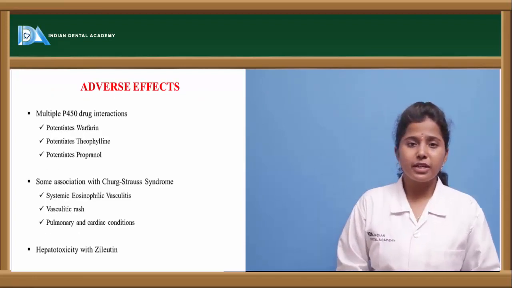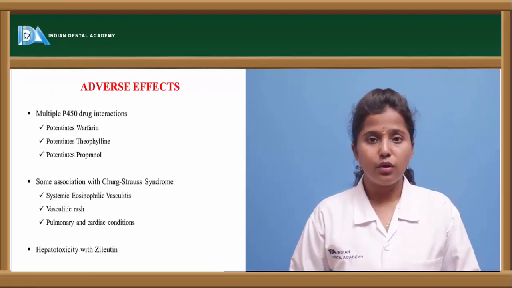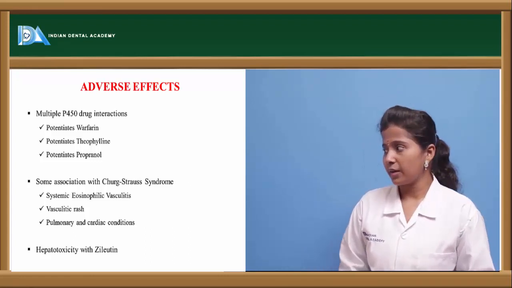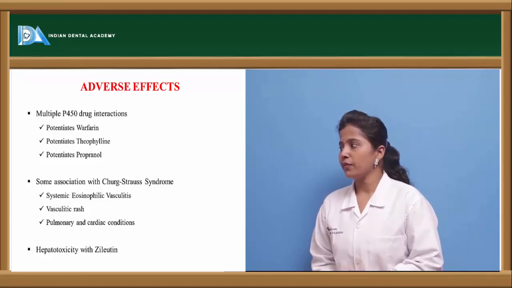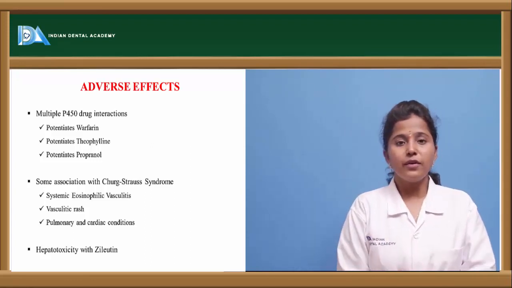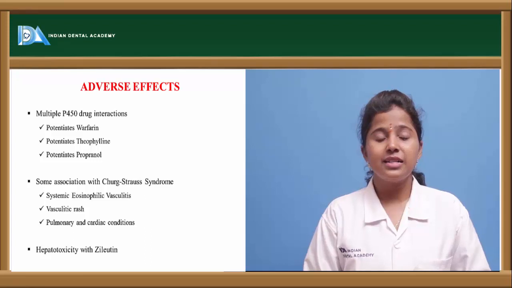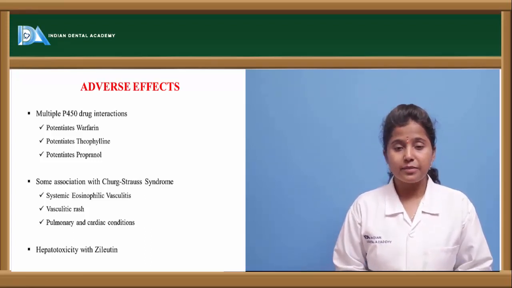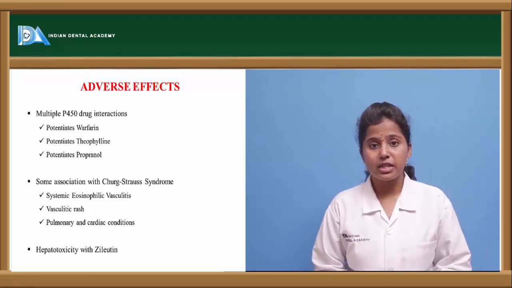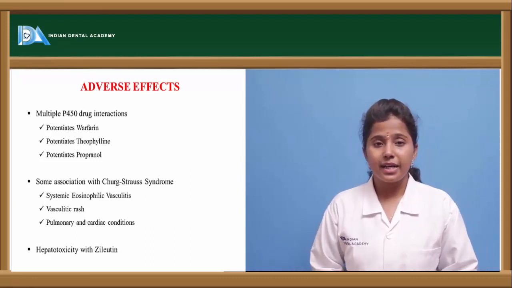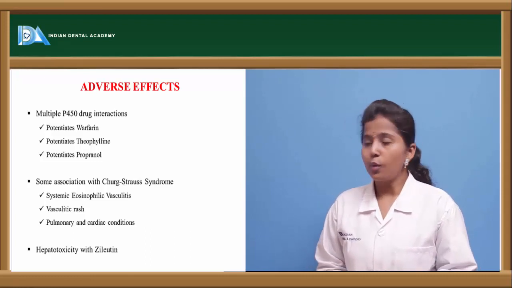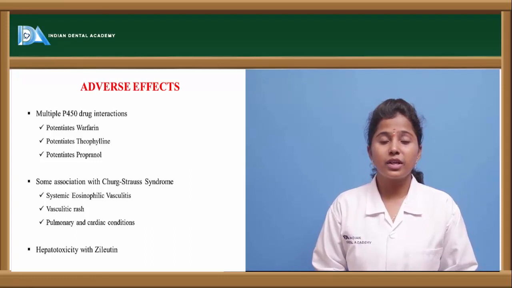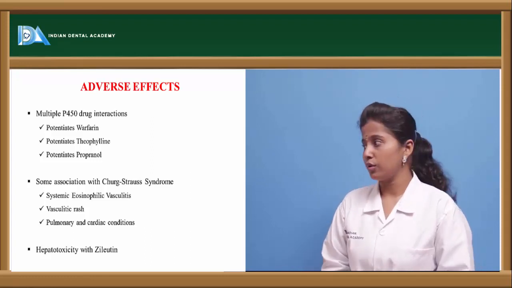What are the adverse effects of these drugs? If leukotrienes are released in the body, what adverse effects can we observe? Multiple P450 drug interactions. P450 is an enzyme which is released in the liver for metabolism. Cytochrome P450 enzymes are enzymes which are used in metabolism, and they are released in the liver. So multiple P450 drug interactions are observed. More drug interactions are observed because of these.